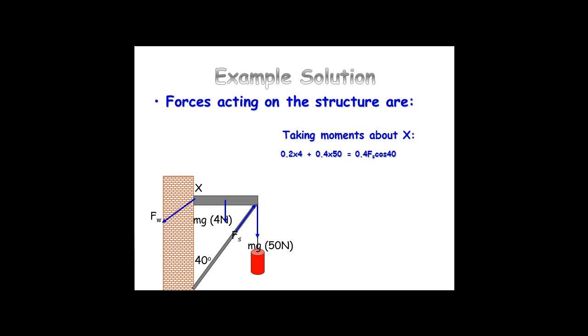So doing the arithmetic, adding those together, we divide by 0.4 cos 40 to determine what F_S is, which is 67.9 newtons. Now that's greater, F_S is greater than the vertical forces that we've got acting here. But that's because it's providing a horizontal component and the vertical component. So the vertical component would actually add up to 54 newtons.